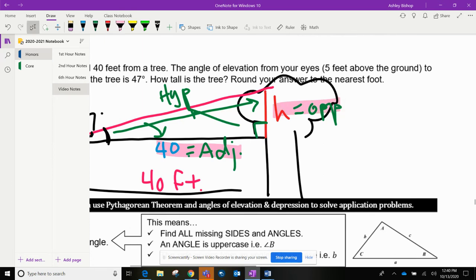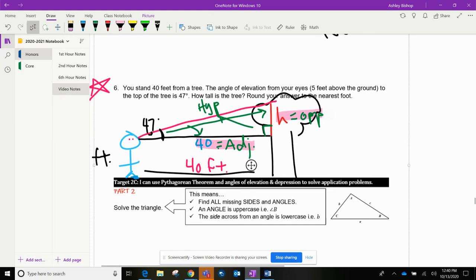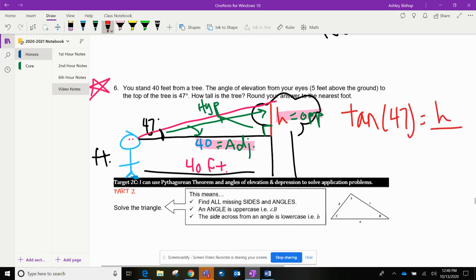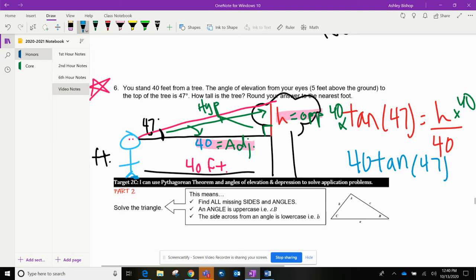Again, like I said, we're almost always going to use tangent. And so I'm going to have the tangent of 47 degrees is equal to my opposite, which is H, over my adjacent, which is 40. I'm going to multiply 40 by both sides. So now I have 40 times the tangent of 47 is equal to H. If I put that in my calculator, I will get H is equal to 43.